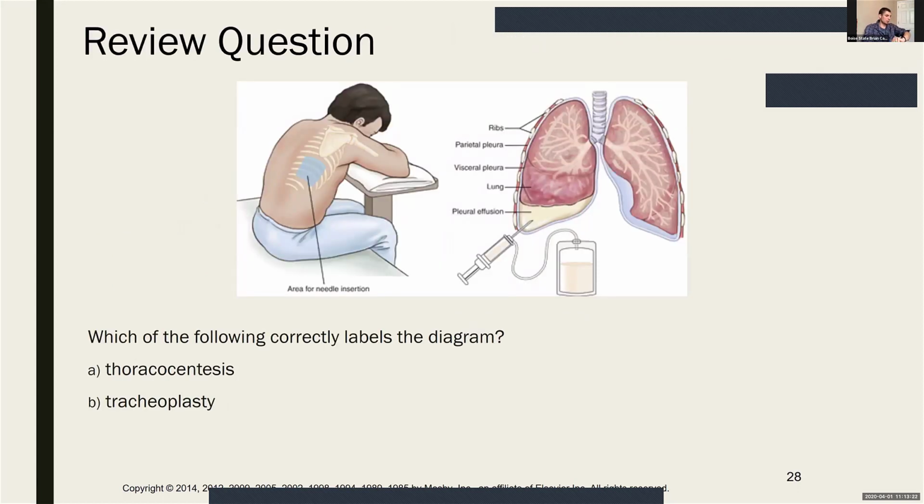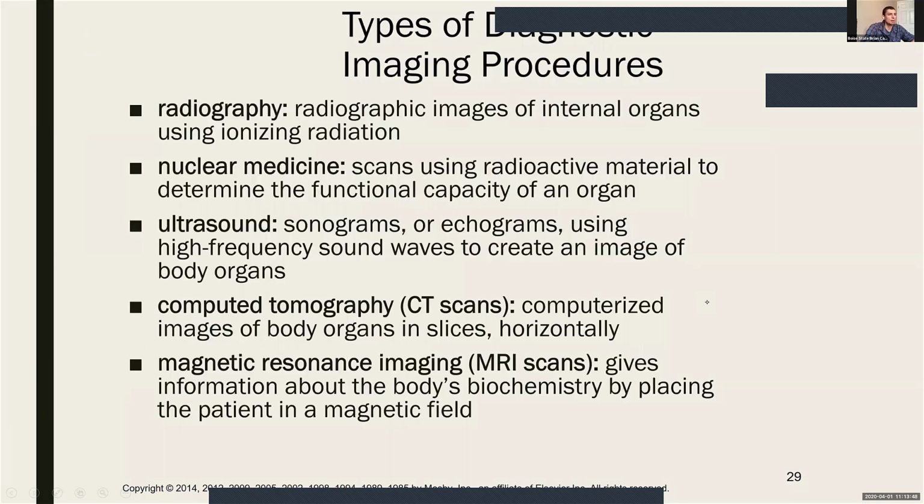I'm not going to spend time going over this review question. It's in the text, but it's just asking which one is labeled correctly. One is obviously thoraco, meaning thorax, and the other one is tracheo, meaning the trachea. And when we're talking about draining fluid from the pleura, that's taking place in the thoraco or the thorax, and obviously not the trachea. So very easy to get this one correct.